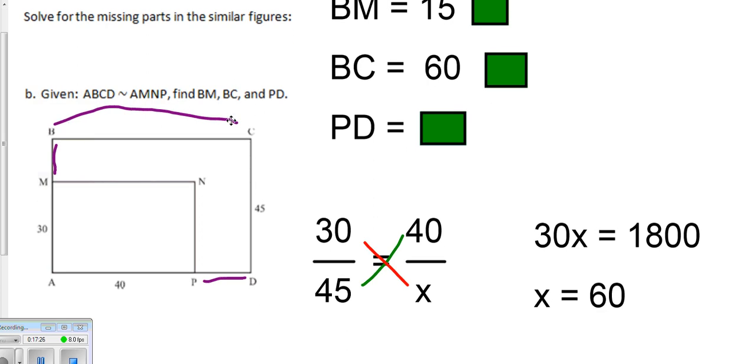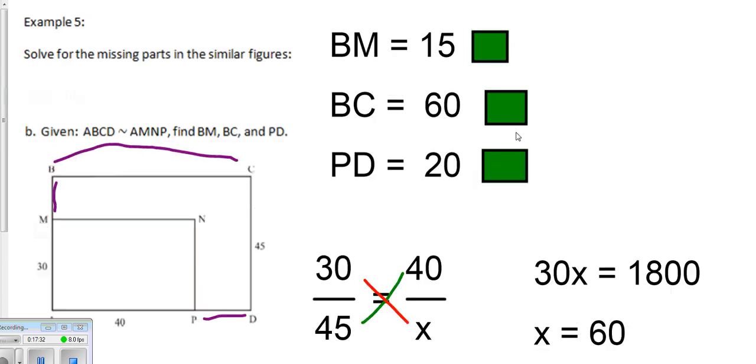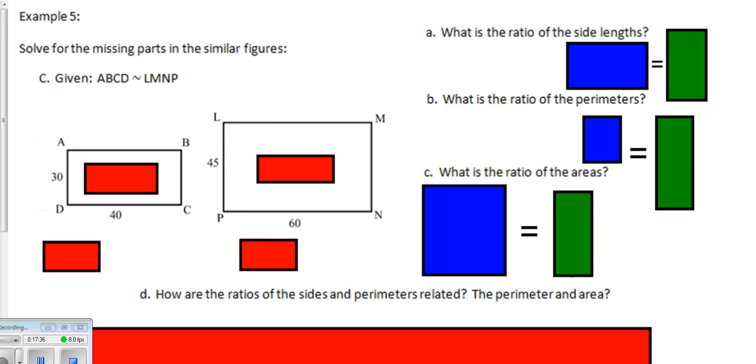If this length is 60 and this is 40, we can just subtract the two and get that PD equals 20. We'll do example 5 on the next video then.